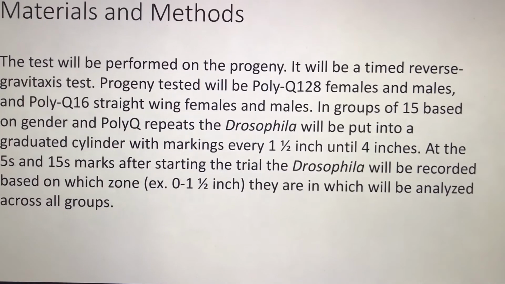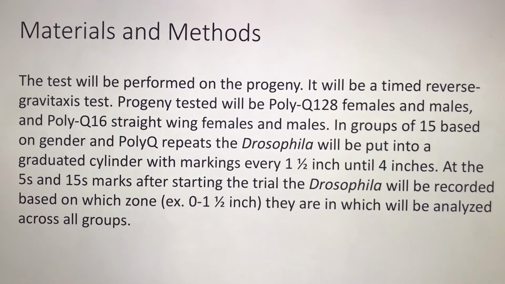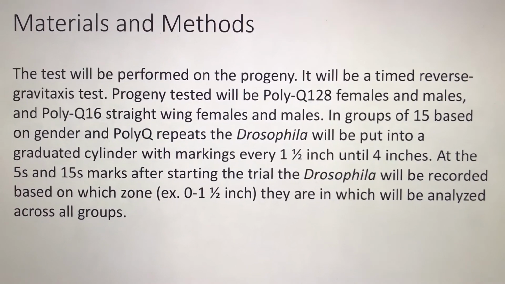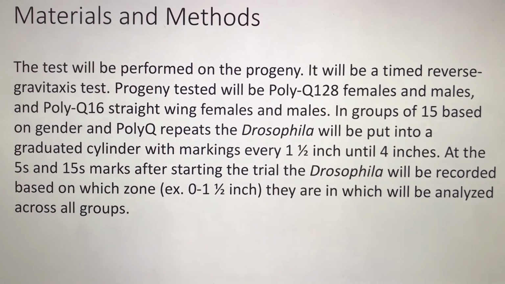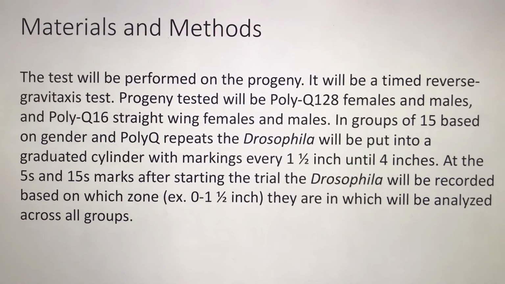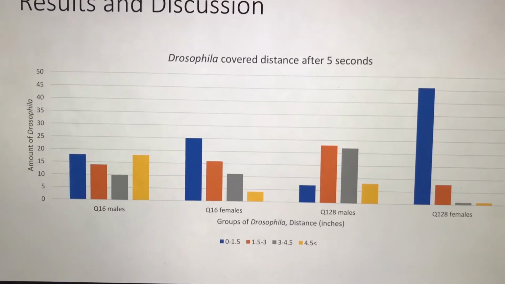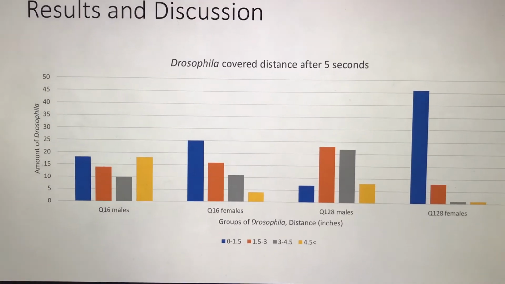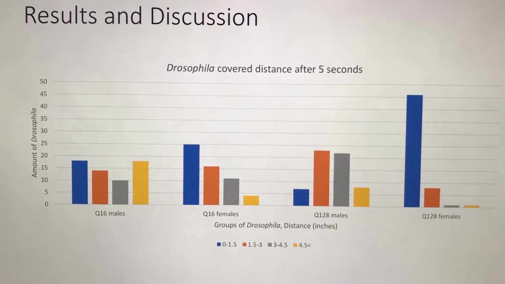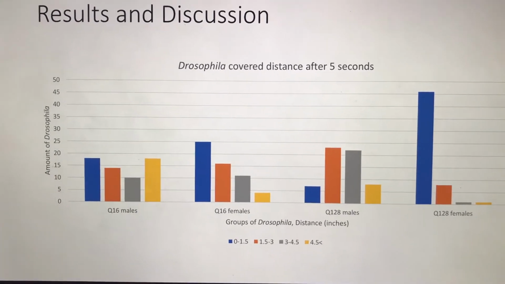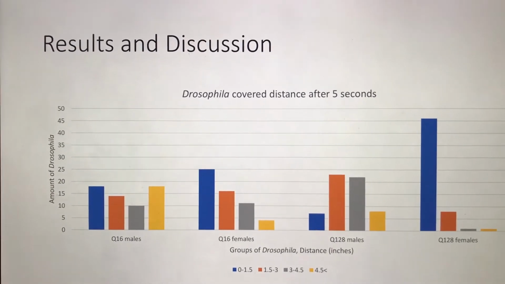We only tested the progeny because those are the only flies that have expression, and what we did was use a reverse gravitaxis in which we tested at the 5-second and 15-second marks how far flies had gone up a graduated cylinder. These are some of the results that we have, in which you can clearly see the Q128 females are heavily between 0 and 1.5 inches, while the rest show a normal or bell curve.